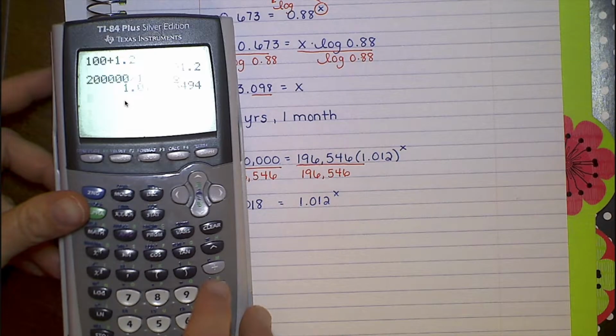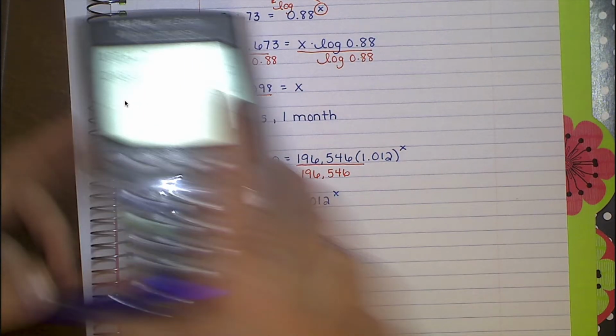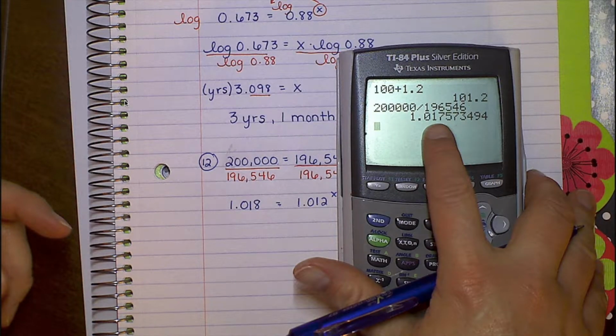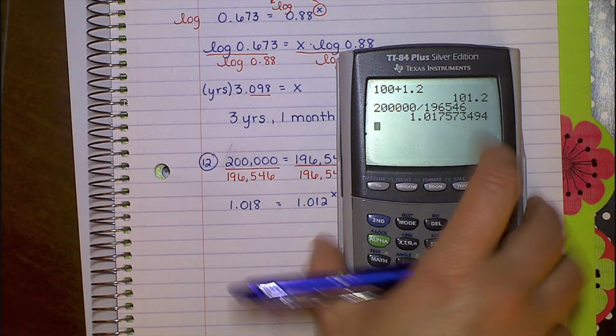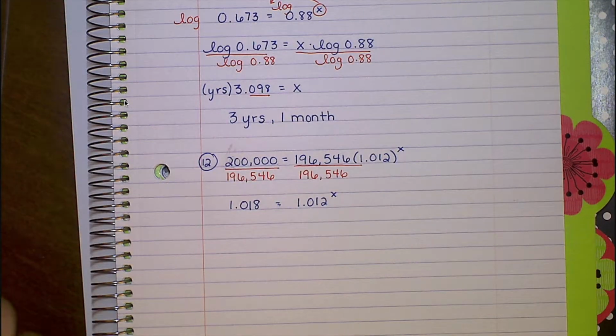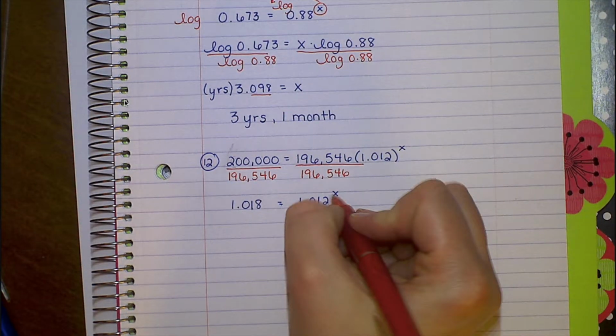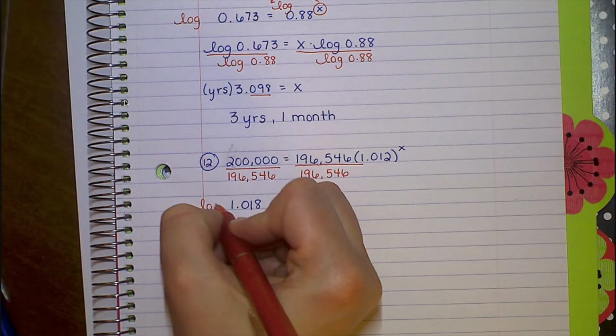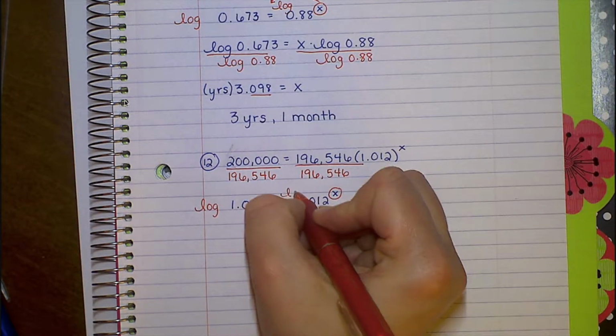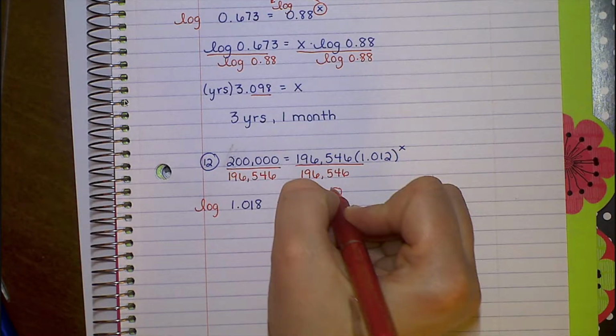Okay, so there's the decimal I actually got when I, oops, sorry, can't see that. That's the decimal that I actually got. And again, I'm going to try to keep that decimal in my calculator for as long as I can. I once again have an x up in the exponent, so I'm going to move that down by getting a log on each side. And moving the x down in front.